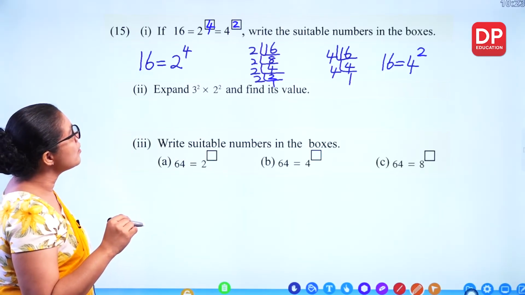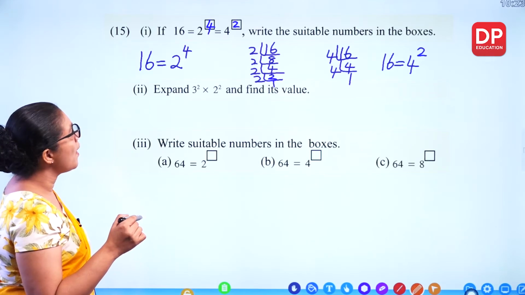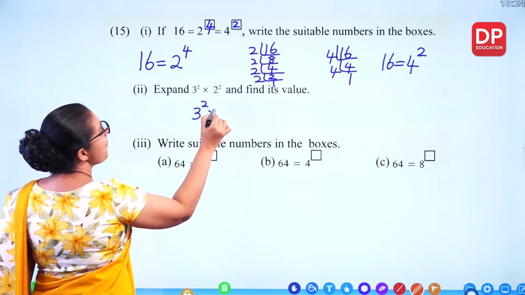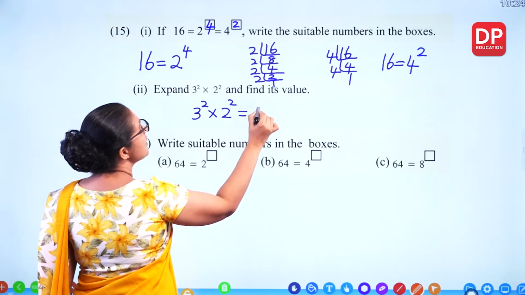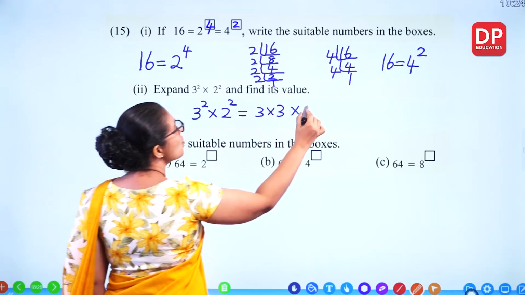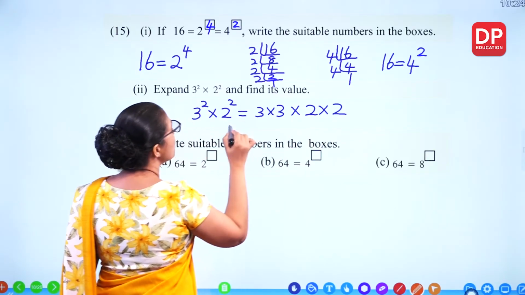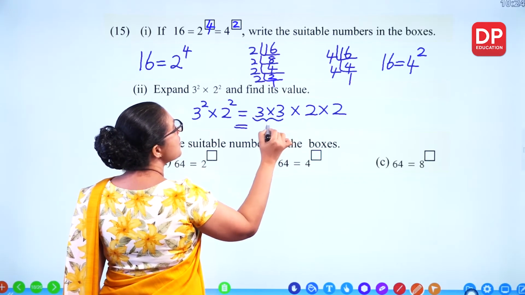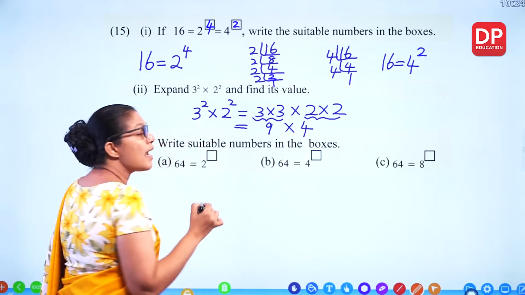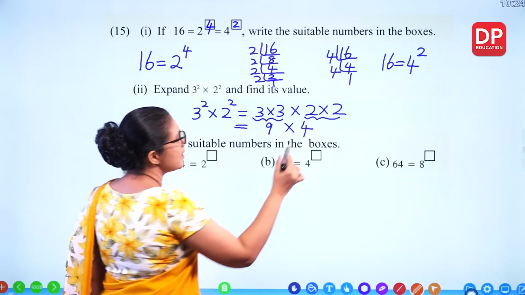Expand 3 squared and 2 squared and find its value and multiply. So what is 3 squared? That's 3 times 3. 2 squared, 2 times 2. So now we'll multiply. 3 times 3, 9. 2 times 2, 4. 9 times 4, you get 36.